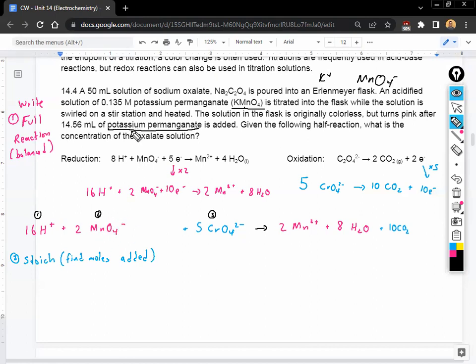Okay, so what that means is, since it's a 1-to-1 ratio, if I added 14.56 milliliters of permanganate, and the molarity is 0.135 molarity, we can use the molarity formula to find how many moles were added, right? Okay, I'm going to give you guys about a minute to do that. The moles added is molarity times liters. So take about a minute to calculate how many moles of permanganate we added.